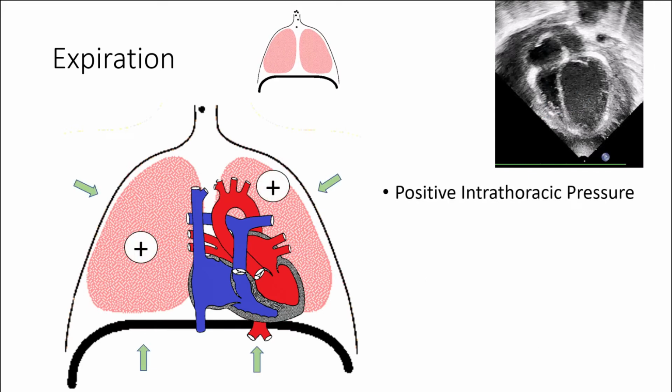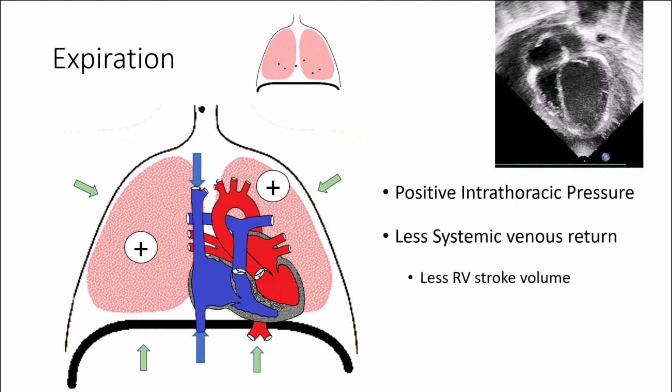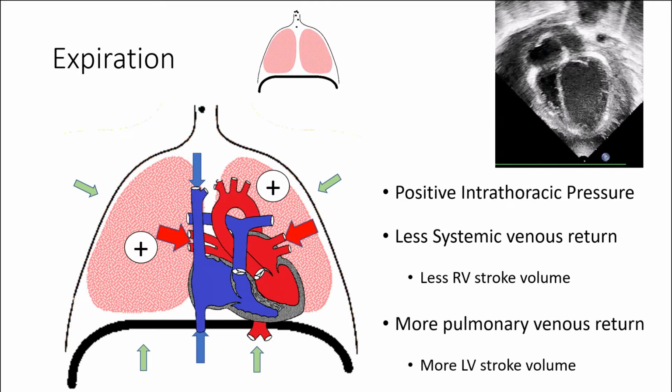When the blood in the lungs and pulmonary veins gets squeezed due to positive intrathoracic pressure, there is more volume of blood into the left side of the heart. So the left ventricular volume becomes more, and that pushes the interventricular septum towards the right ventricle.